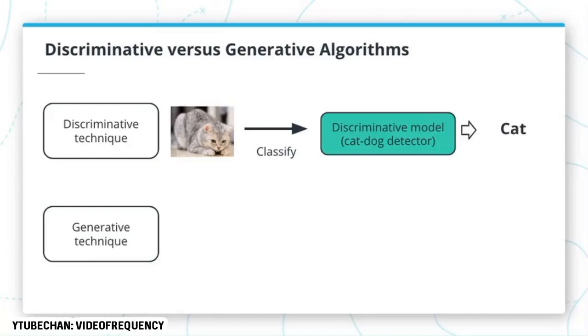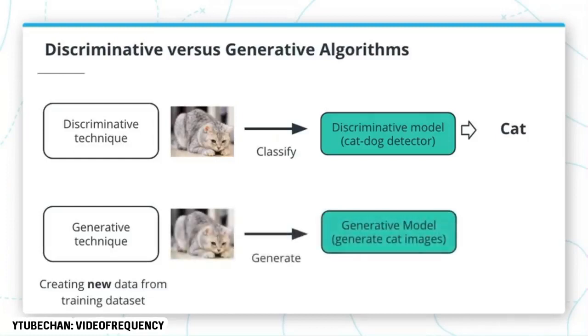As expected, the model is able to predict that the image is indeed a cat and not a dog. In contrast to discriminative techniques that learn to classify, generative AI techniques are mostly involved in creating new data by using the patterns learned during training to generate new data. Let us look at an example of a generative model that is trained on cat images and has learned to create a brand new image of the cat.